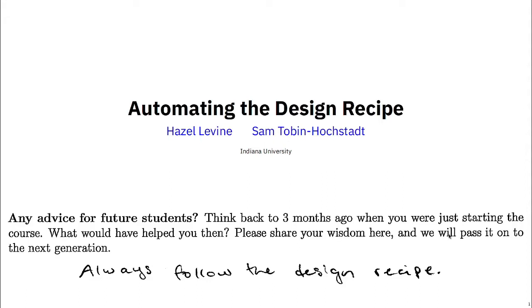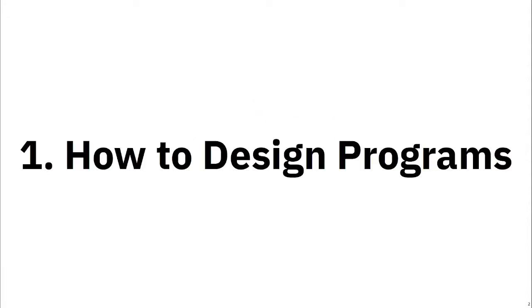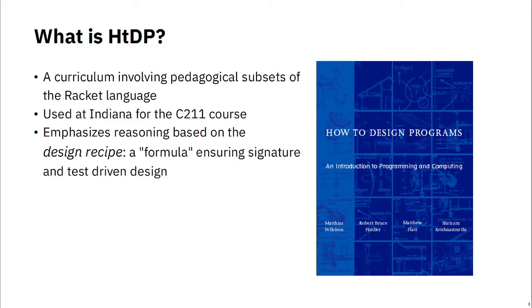To start off, because we're making a program synthesizer for a particular curriculum, we need to talk about what that curriculum even is. The How to Design Programs curriculum and textbook involves pedagogical subsets of the Racket language, starting off with a very simple language called Beginning Student, and adding higher-order functions with the Intermediate Student language, and lambdas with the Intermediate Student with lambda language.